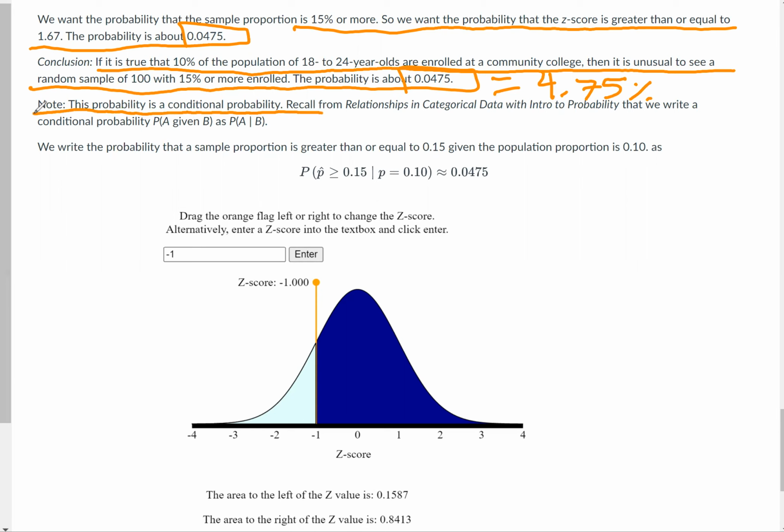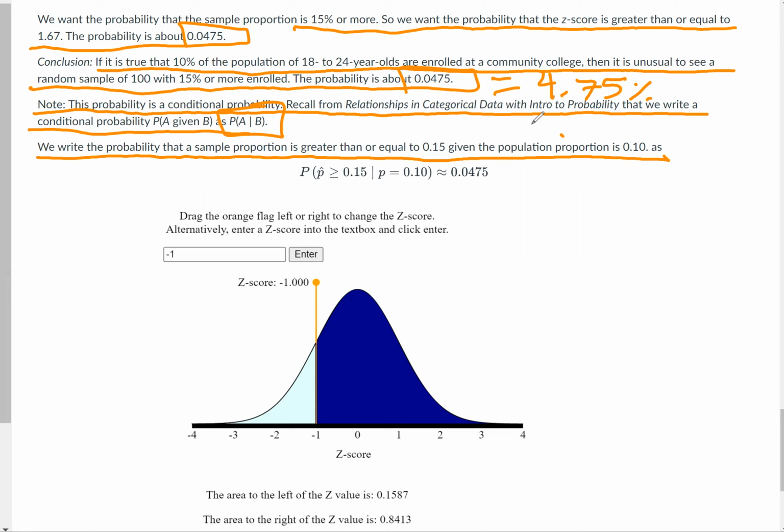This probability is a conditional probability. Recall from relationships and categorical data with intro to probability that we write a conditional probability as probability of A given B, or probability of A vertical bar B. That was a while back. We write the probability that a sample proportion is greater than or equal to 0.15, given the population proportion is 0.10, as the probability that the sample proportion is greater than or equal to 0.15, given that. The thing that follows the vertical bar is something that you're given, something you already know that will affect the probability you're trying to calculate.